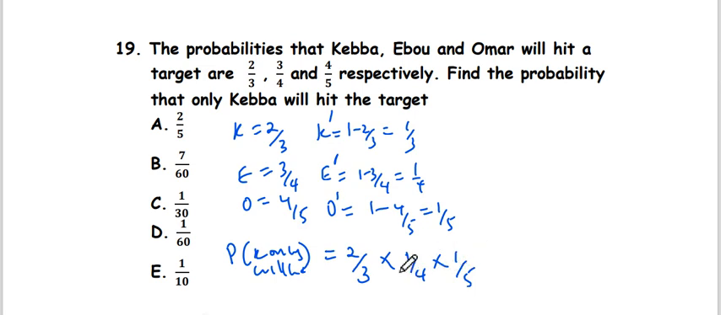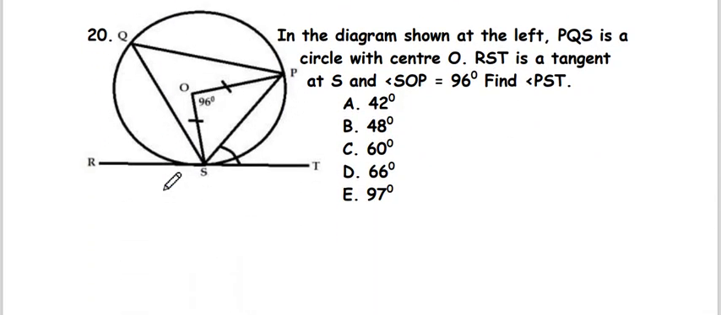So this becomes 2 here 1, 2 here 2, that's 1 over 3 times 2, 6, 6 times 5, 30, 1 over 30. Option C is the answer there. Number 20, in the diagram shown at the left, PQS is a circle with center O. RST is a tangent at S, and angle POS is 96 degrees. Find angle PST.